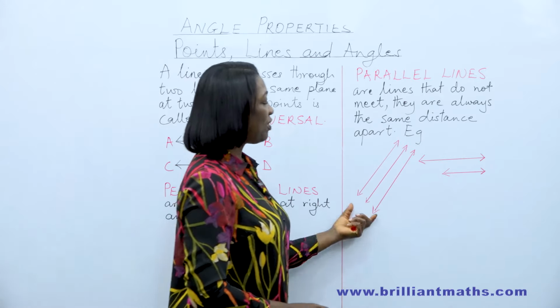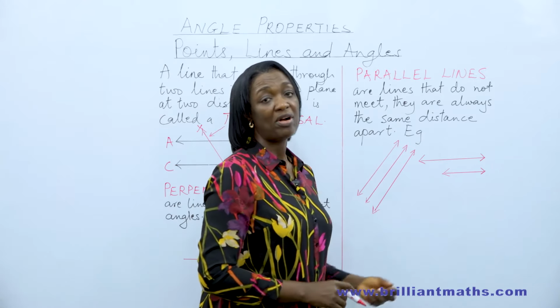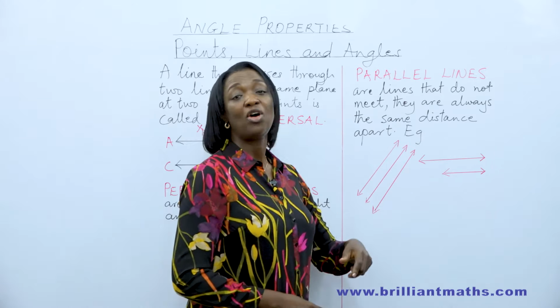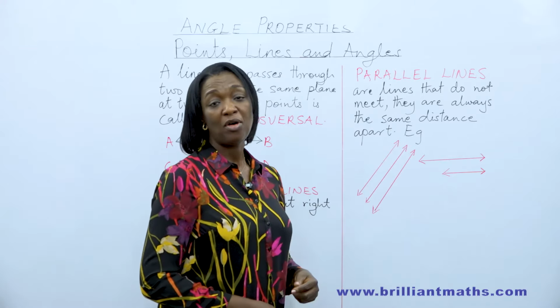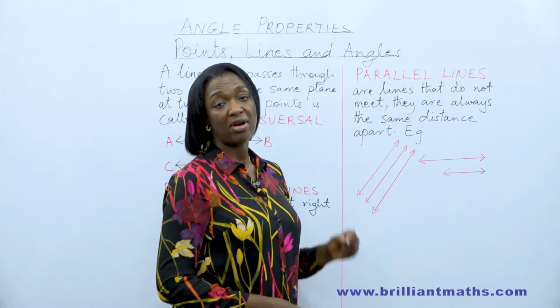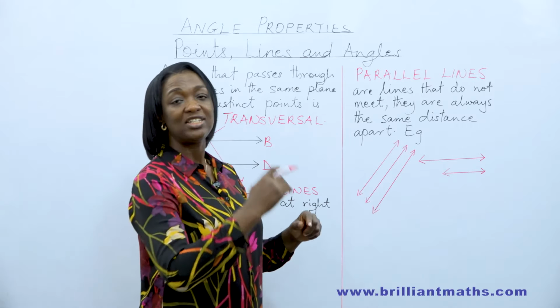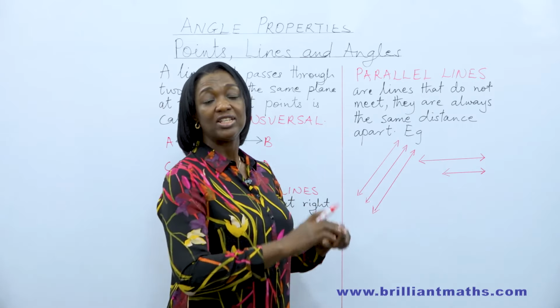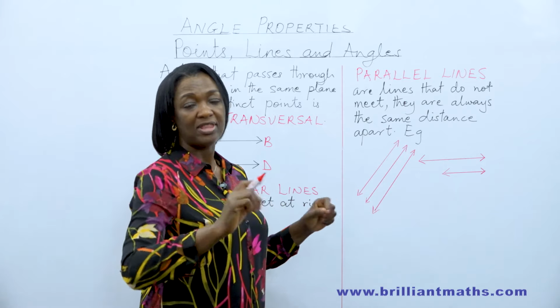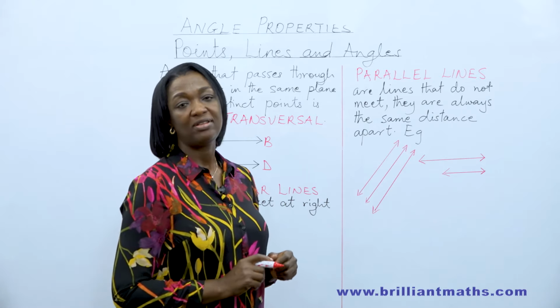So this is a set of parallel lines, and this is another set of parallel lines. It doesn't have to be horizontal or vertical before you identify that they are parallel. They can actually be running in any direction, but as long as the distance between the lines is constant, is the same, then the lines are parallel.